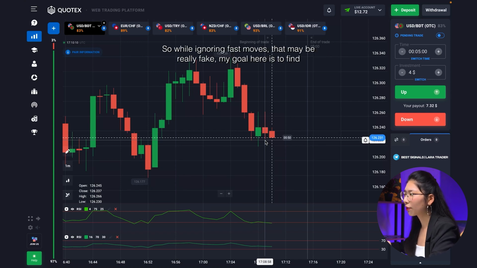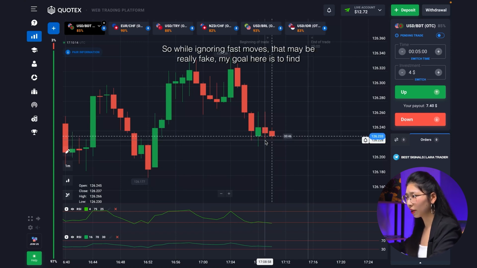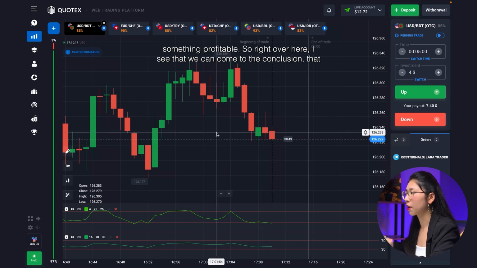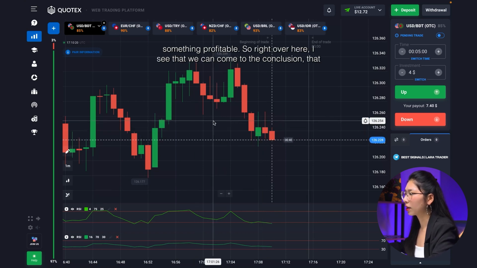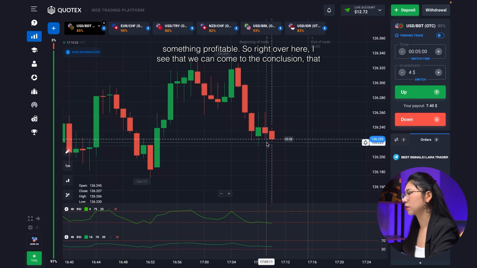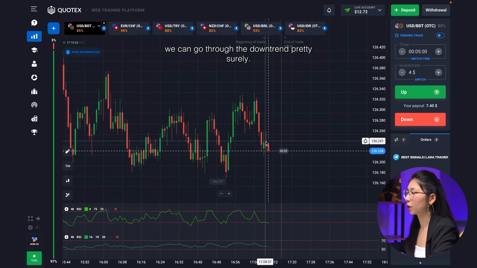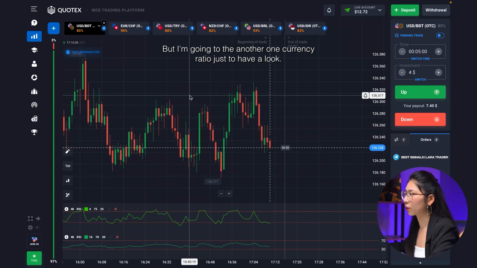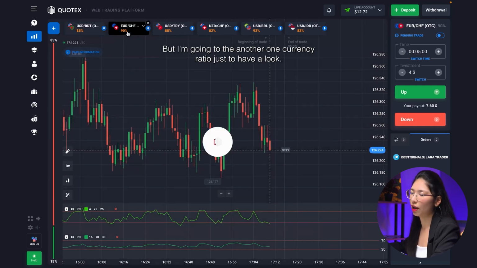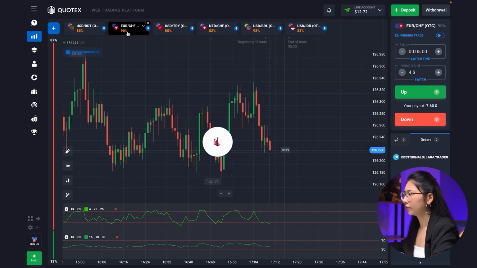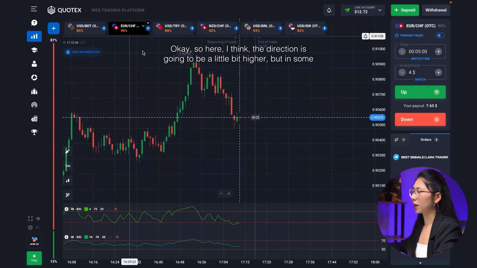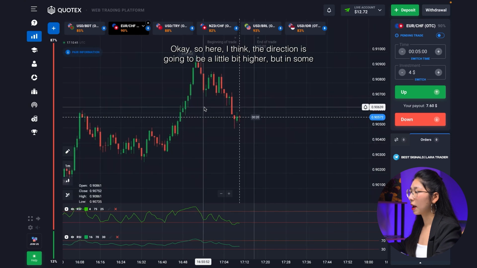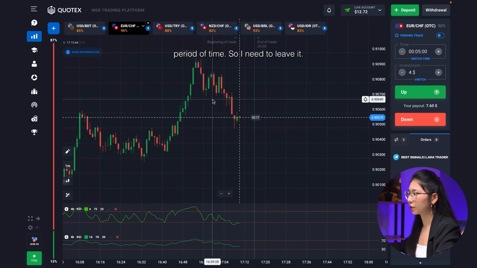So while ignoring fast moves that may be really fake, my goal here is to find something profitable. Right over here, I see that we can come to the conclusion that we can go through the downtrend pretty surely, but I'm going to another currency pair just to have a look. Okay, so here I think the direction is going to be a little bit higher, but in some period of time I need to leave it.